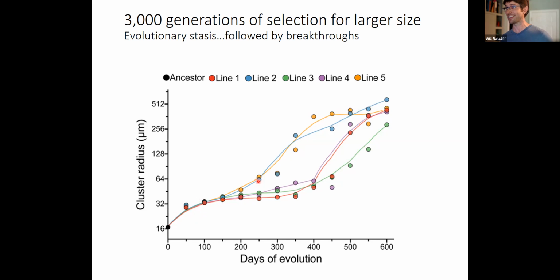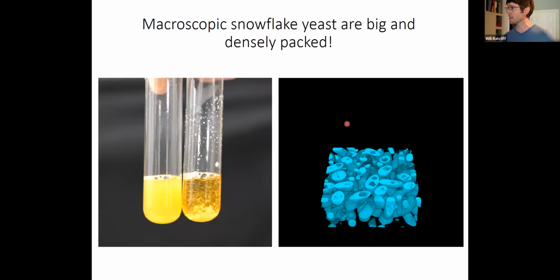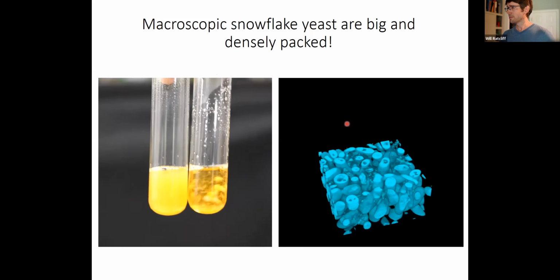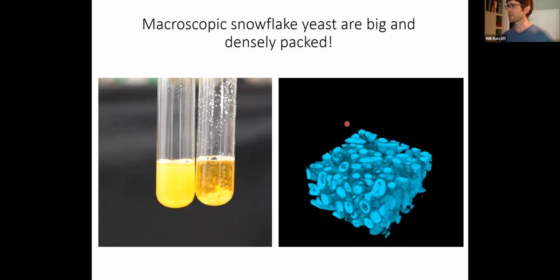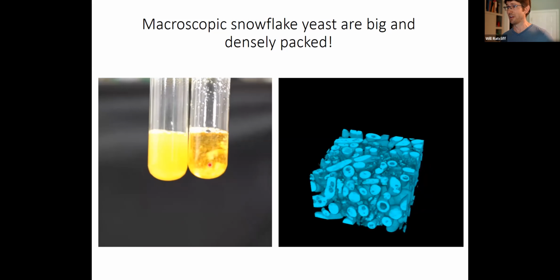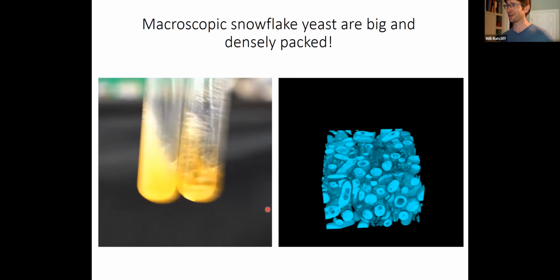And I was excited to see something different, but they sort of plateau for a while. We're talking nearly a year of transferring and them not really doing that much before they eventually break through this size barrier, as it is, and then get large. Snowflake yeast are big and dense. So what you're looking at here are these, what we call macroscopic snowflake yeast. They're very macroscopic. They're substantially larger than a fruit fly.